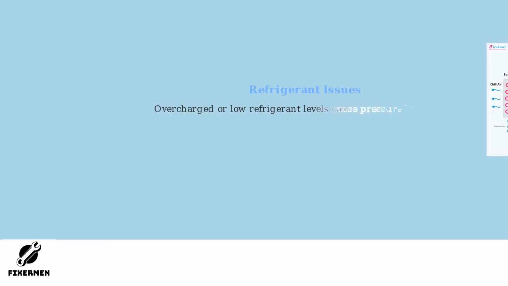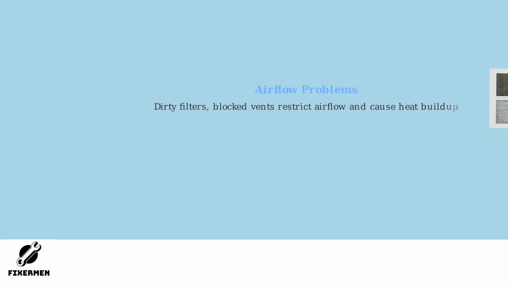Several factors can cause the H3 error in Lennox HVAC systems. The most common triggers put excessive stress on the compressor, activating its overload protection mechanism. Refrigerant issues are a primary trigger. When refrigerant is overcharged or at low levels, it creates pressure imbalances in the system. This forces the compressor to work harder than normal, leading to the H3 error as the high-pressure switch activates to prevent damage.